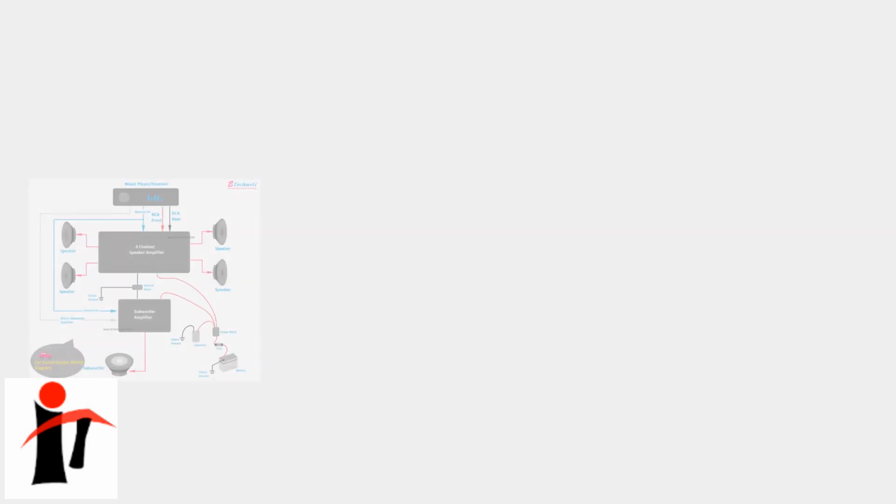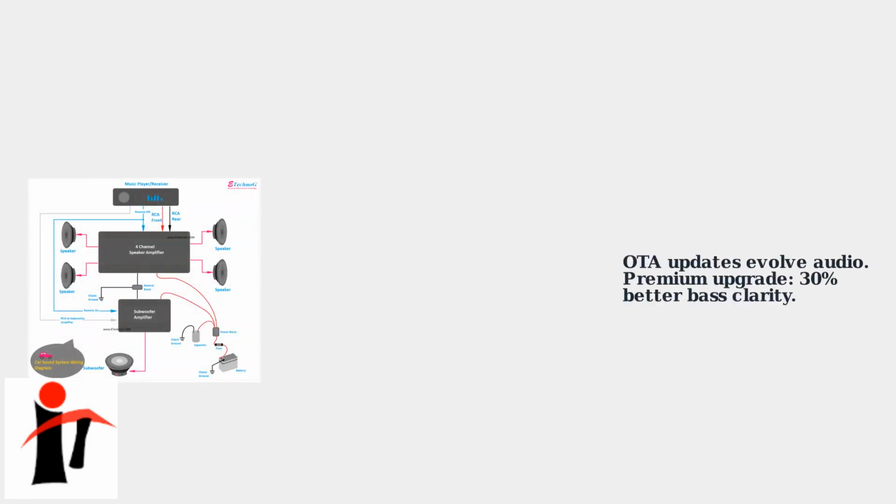Tesla's AI is increasingly learning user preferences, so adjusting your EQ regularly can help personalize the experience. The system adapts to your listening habits for optimal sound. Tesla continues to evolve its audio settings through over-the-air updates. Owners upgraded to premium audio have reported a 30% improvement in bass clarity.